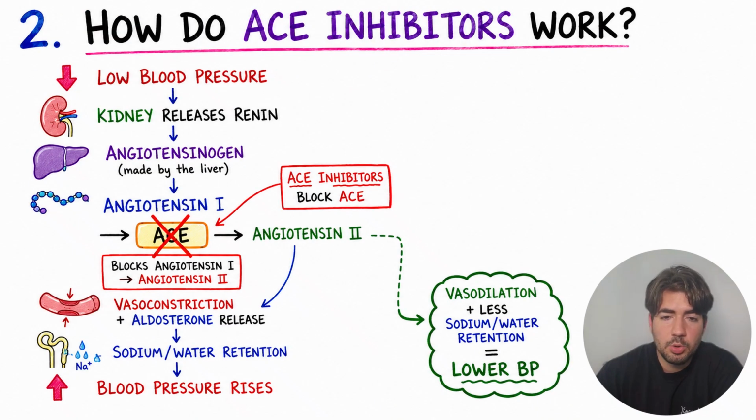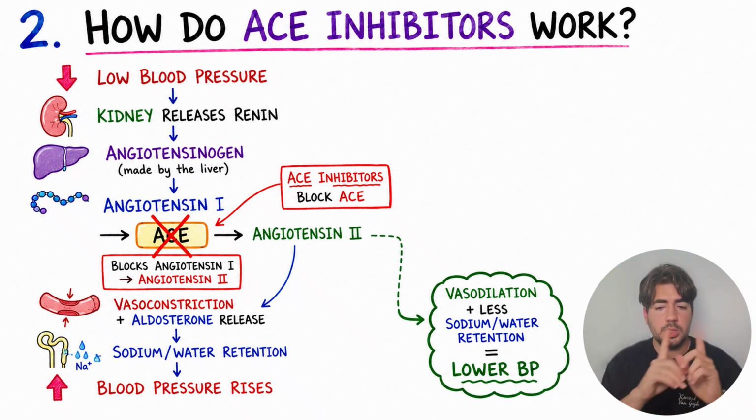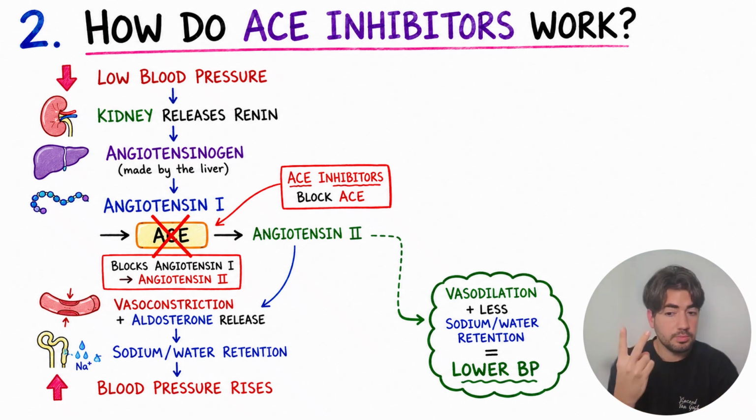So how do ACE inhibitors work? Honestly, just memorize this in case the professor that you have is going to ask you about it. But let's go for it. To understand them, you have to understand something called the RAAS system. When the blood pressure goes down, the kidney releases something called renin. This eventually creates angiotensin 1, and then an enzyme called ACE will convert angiotensin 1 into angiotensin 2.